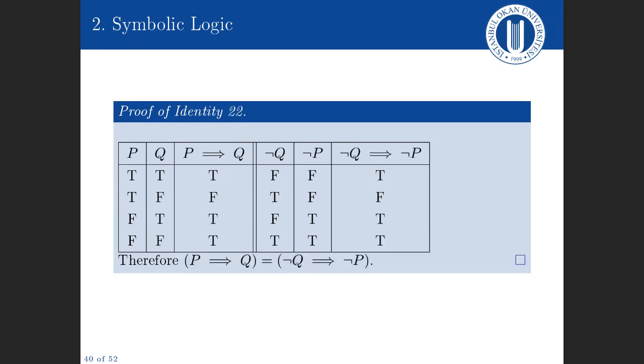And we could do the same thing for identity 22. Using a truth table, filling in everything, we can see that P implies Q, true, false, true, true, is always the same as not Q implies not P, true, false, true, true. So these two things must be the same as well.